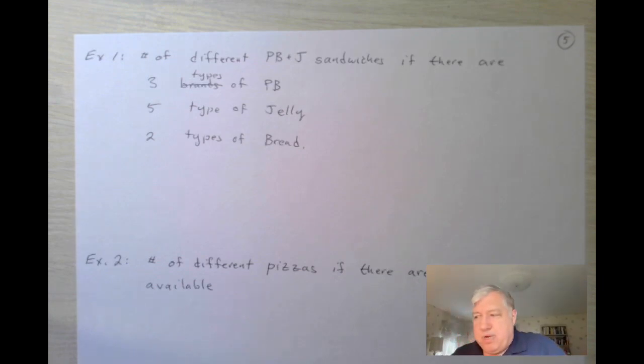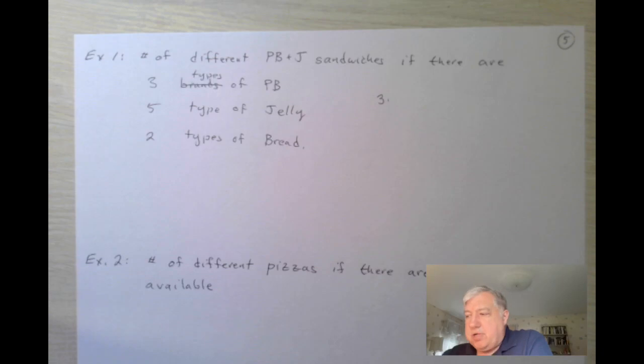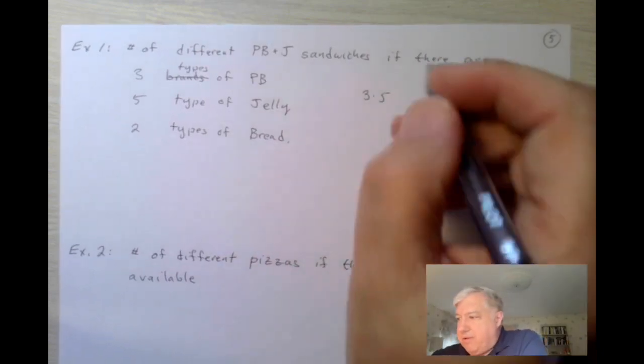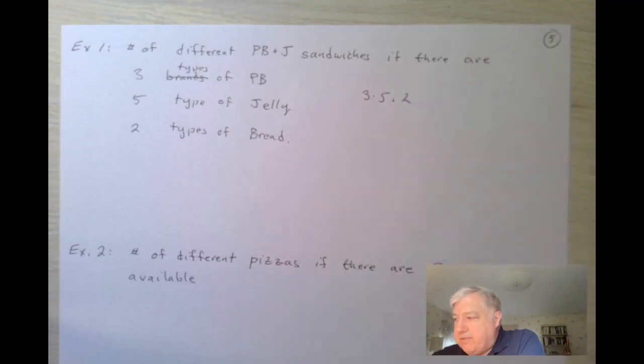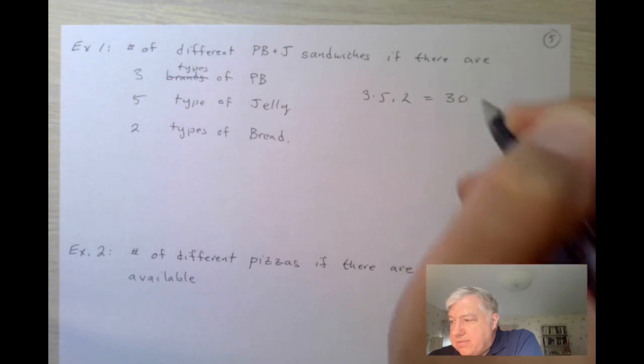Well, first you choose your peanut butter. There are 3 ways to do that. Then you choose your jelly. There are 5 ways to do that. And then you choose your bread. There are 2 ways to do that. So 3 times 5 times 2, that would be 30, right?